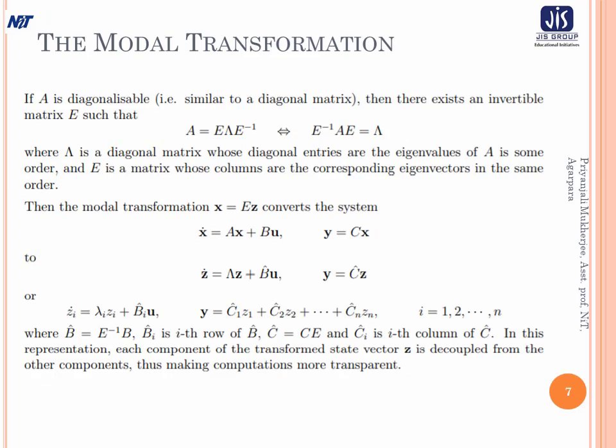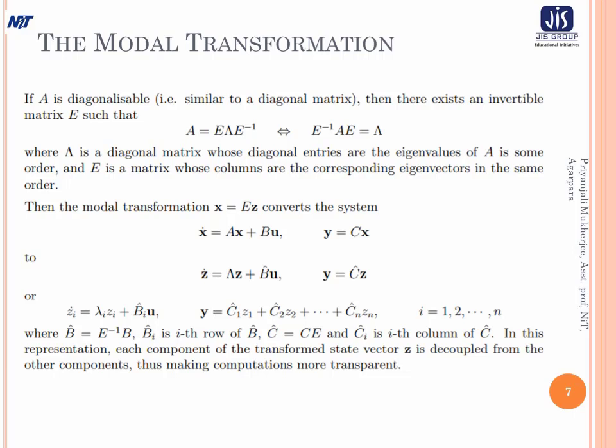Next is the modal transformation. Here we have written that A hat equals E inverse A E, so it will be the diagonal matrix whose diagonal entries are the eigenvalues of A in some order, and E is the matrix whose columns are the corresponding eigenvectors in the same order. As we have discussed earlier, x dot is equal to Ax plus Bu and y is equal to Cx, or we can write z dot is equal to A hat z plus B hat u and y equal to C hat z.